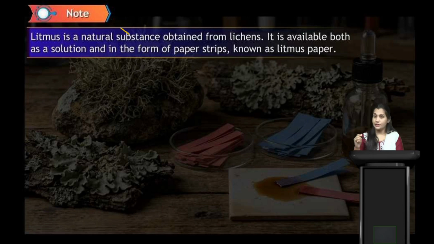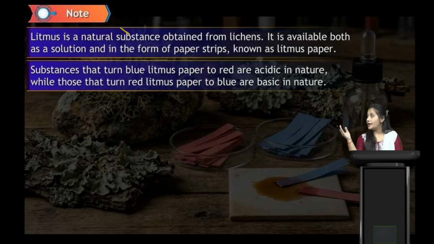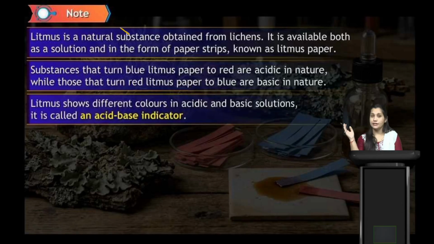So let's see what we have next. The substances that turn blue litmus paper to red are acidic in nature, while those that turn red litmus paper to blue are basic in nature. We already know this one because we have tested several times in different solutions, isn't it? And it is given the last one: litmus shows different colors in acidic and basic solutions. It is called an acid-base indicator. Acid-base indicator means what? We already know that with the help of an indicator we can identify which one is acid and which one is base.